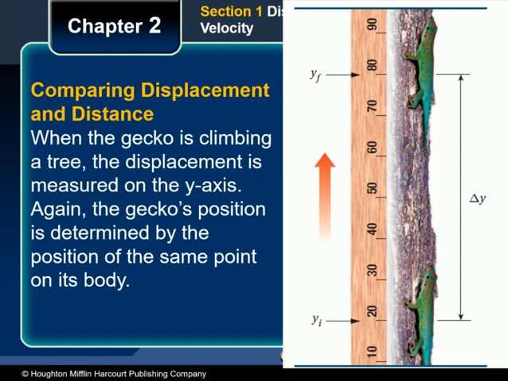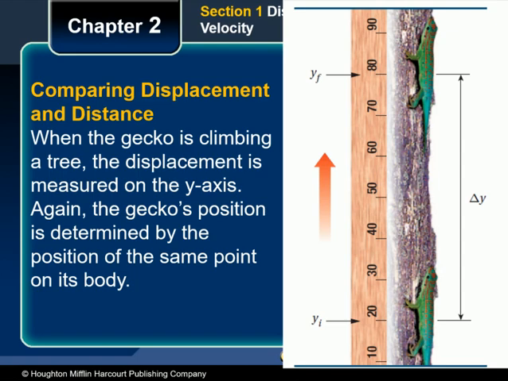The gecko's initial and final positions are indicated by y sub i and y sub f, respectively, and the gecko's displacement is denoted as Δy. Displacement does not always tell you the distance an object has moved, however. For example, what if the gecko runs up the tree from the 20 centimeter marker, its initial position, to the 80 centimeter marker, but after that retreats back down the tree to the 50 centimeter marker, which would be its final position?